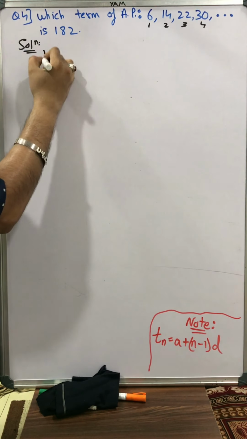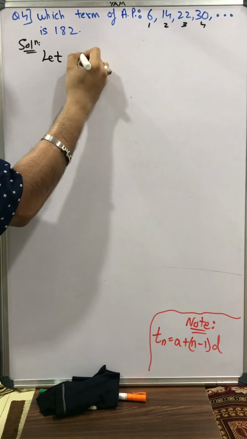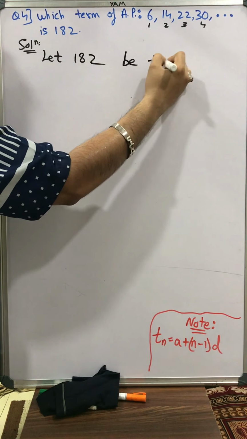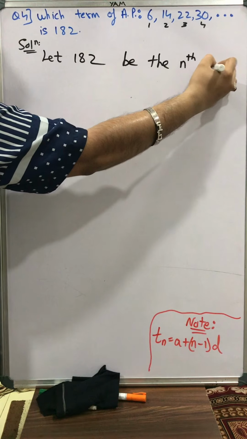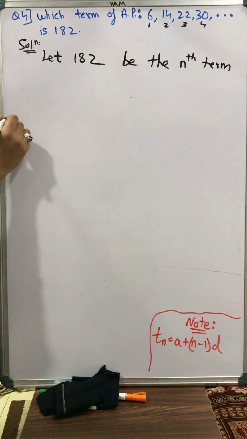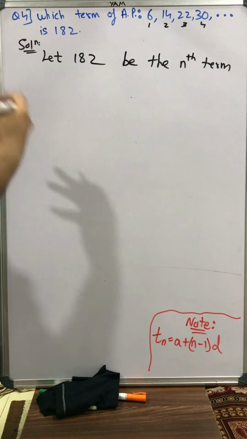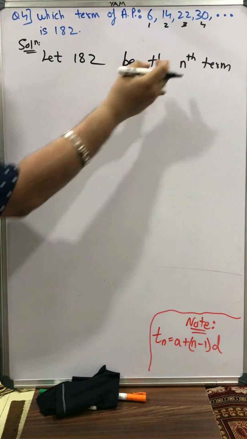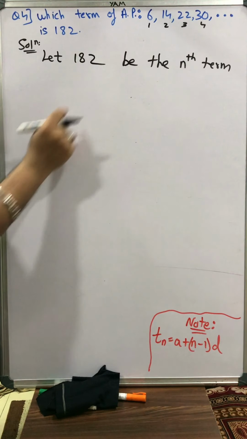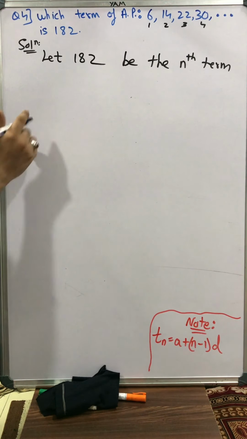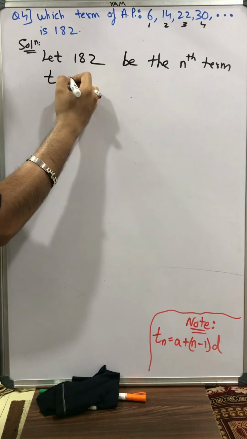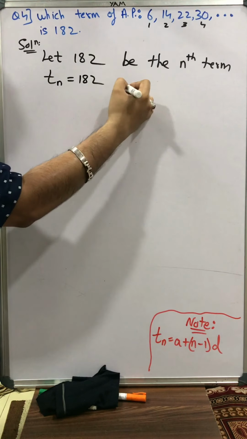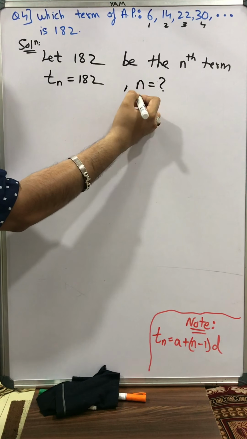Okay, so we'll say let 182 be the nth term. We are supposing, let 182 be the nth term, and of course we need to find the value of this n, this small n. It's an unknown now. So can I say T subscript n is equal to 182? We need to find the value of this n.